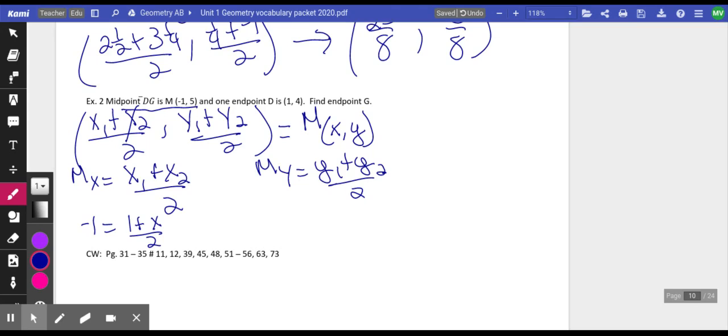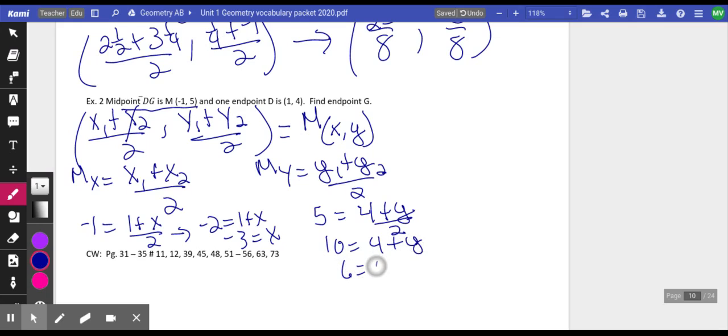So then I solve that. I get -2 equals 1 plus x, so -3 equals x. I can then do the same thing for the y coordinate. So I know 5 equals 4 plus y over 2. That means 10 equals 4 plus y, so 6 equals y. So my answer is -3, 6.